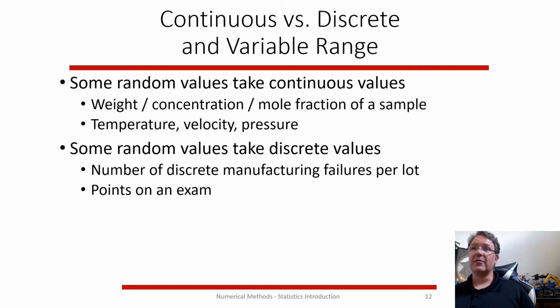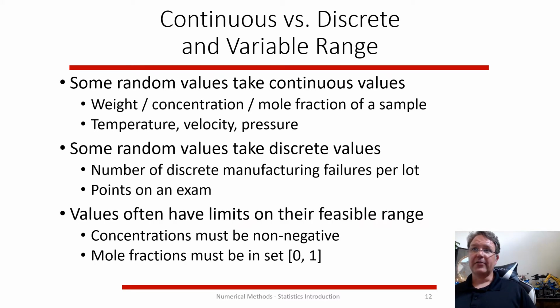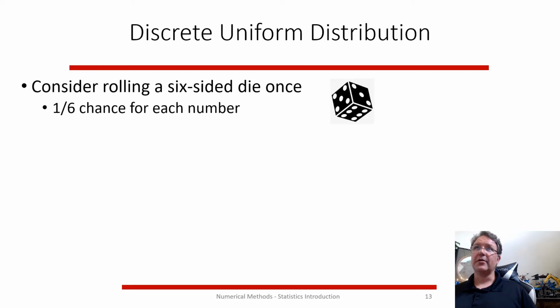Not everything is just normal. So there's also limits on the feasible range, like concentrations can't be negative. The number of failures in a lot, you make 100, how many failed? It can't be negative. It can't be more than 100. So there are limits on your range. Like a mole fraction, if you have a fractional concentration between 0 and 1, there are distributions specifically for 0 to 1 ranges. So continuous versus discrete, and also the range of the variable help you determine, if you're going to do some probability modeling, what probability distribution to be used.